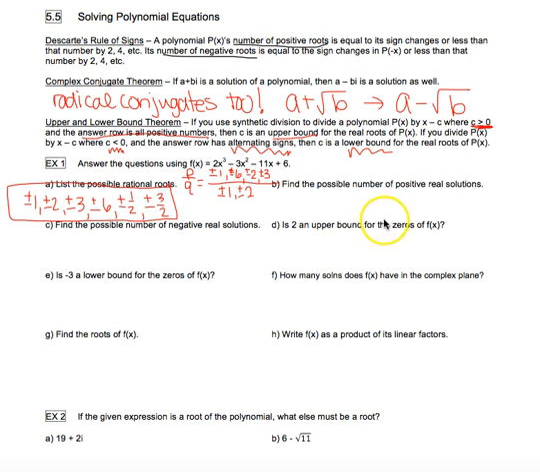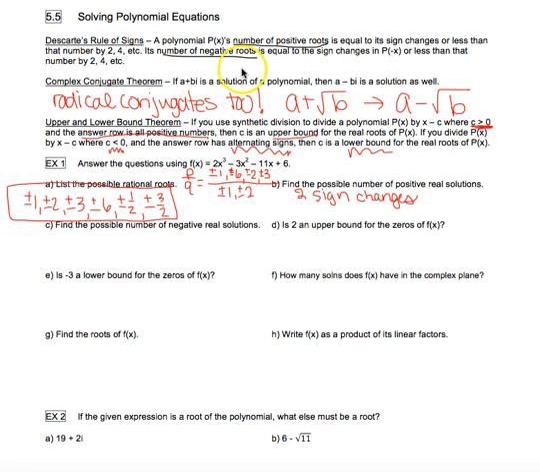Find the number of positive real solutions. This is where Descartes comes into play. So what we have to do is look at P of x, which is, in this case, f of x, and we count the number of sign changes. So we start out with a positive sign. It changes to negative, so that's one sign change. Here it doesn't change, it's staying the same. Here it changes back to positive, so that means there are two sign changes.